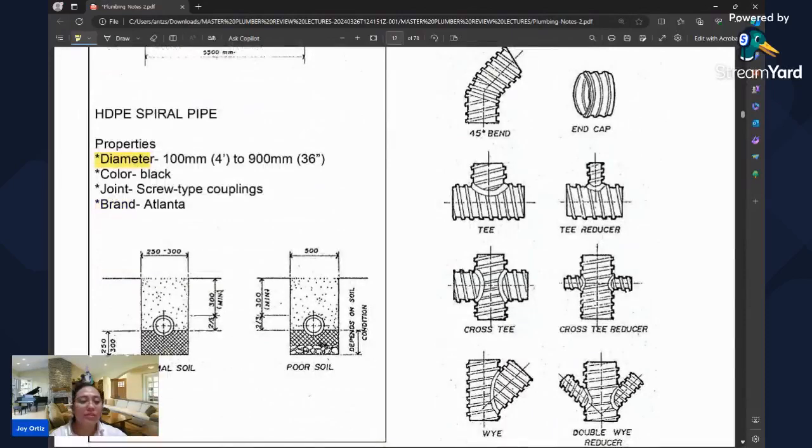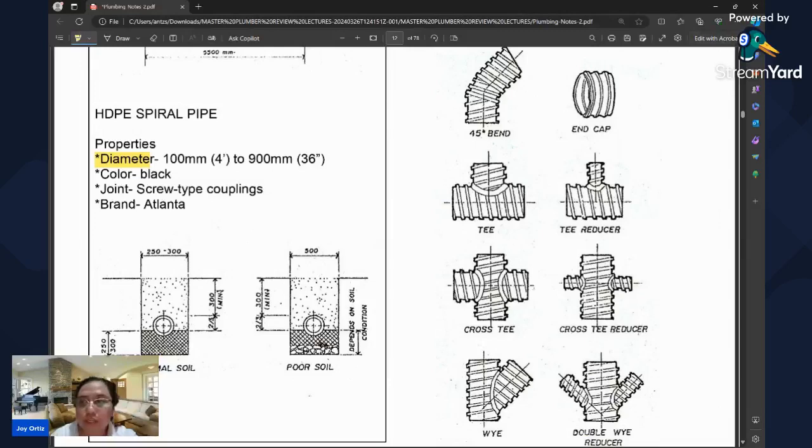Properties niya, diameter 100 millimeter or 4 feet, 900 millimeter 36 inches pala, and color is black, joint screw type couplings, round Atlanta, sample, normal soil, poor soil.